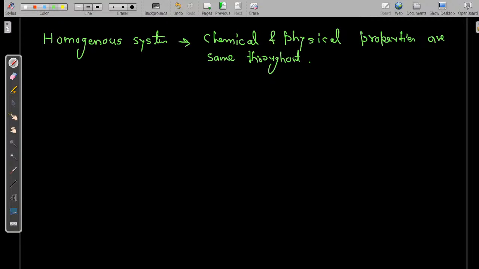What does that mean? The chemical properties of the system, whatever chemical constituents are there, and the physical properties, whatever different phases are there, if they are the same throughout this system, then I will say that this is a homogeneous system. For example, if I am talking about coffee, okay, coffee is an example of homogeneous system because the chemical composition throughout the coffee is the same.